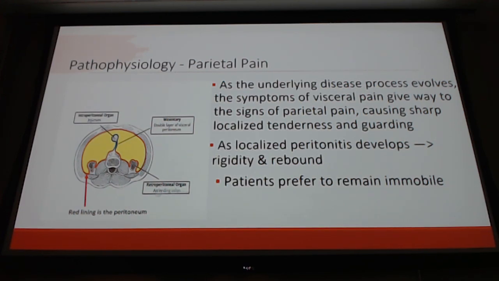As that process evolves, it switches over to more of a sharp localized pain, and then we get worried when we start developing something called peritonitis. That is pretty significant inflammation, probably an underlying infection. These patients are going to remain immobile, whereas with a kidney stone, they're going to be writhing around back and forth. These people want to remain completely still, so appendicitis, please stay still.